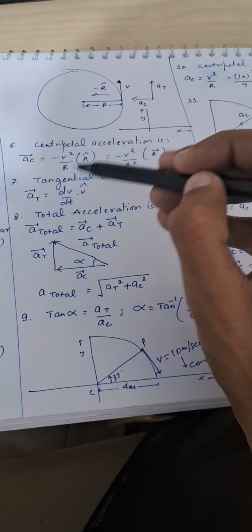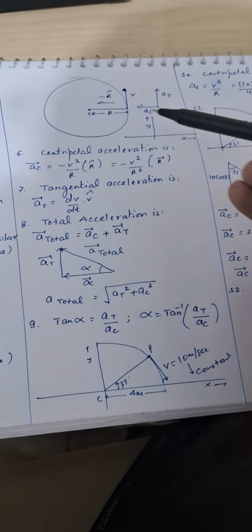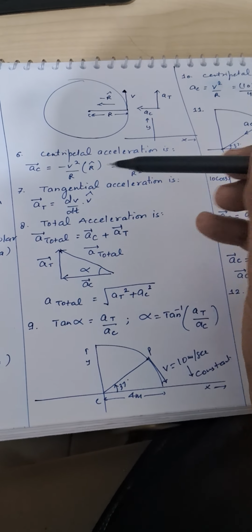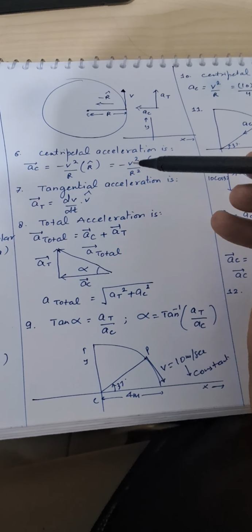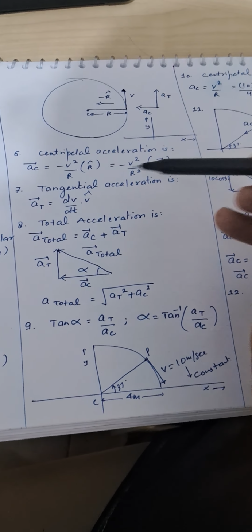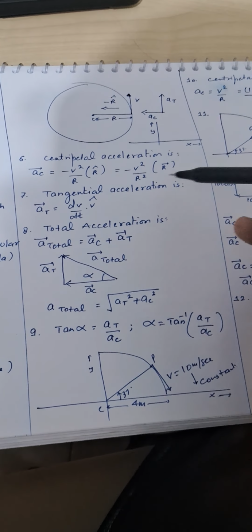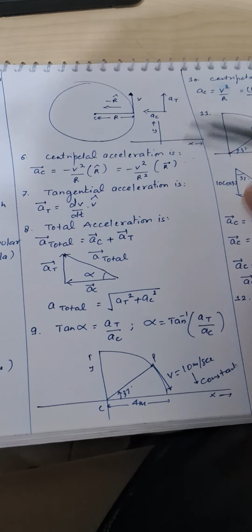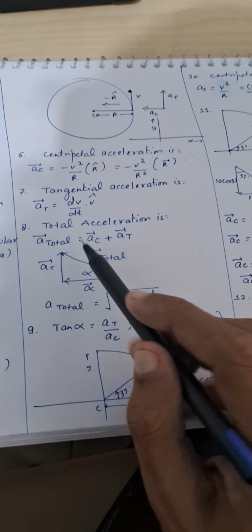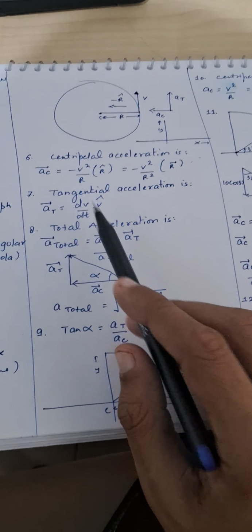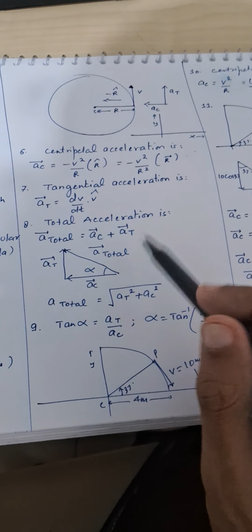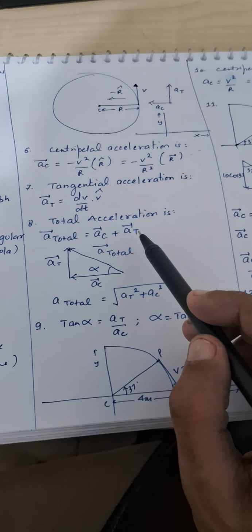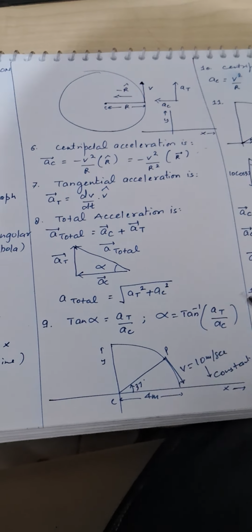We know that it's v square by r, and since it is directed toward the center, I have used minus r cap over here. In terms of vector, it can be written as minus v square by r square into vector r, as the unit vector is vector r by r, so that r is going to be multiplied with this. So we have this as the expression for the centripetal acceleration. Next is tangential acceleration, which is dv by dt into v cap. Next is total acceleration. It is the vector sum of centripetal and tangential acceleration, like this we can draw.